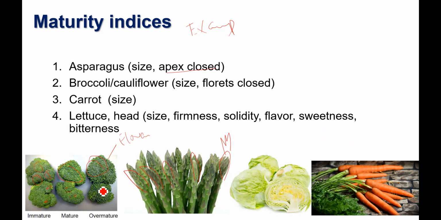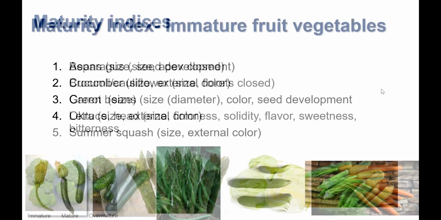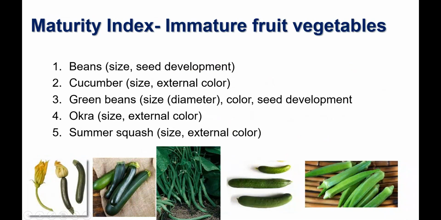So broccoli is another example. Cauliflower, you see, lettuce or iceberg, the denseness is increased, the solidity is increased. You see, firmness, solidity, also the flavor changes, the sweetness changes, bitterness changes. Carrot, initially they are small size and they are big size also. So these are some of the maturity indices.